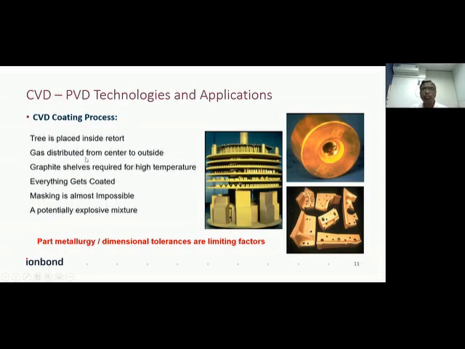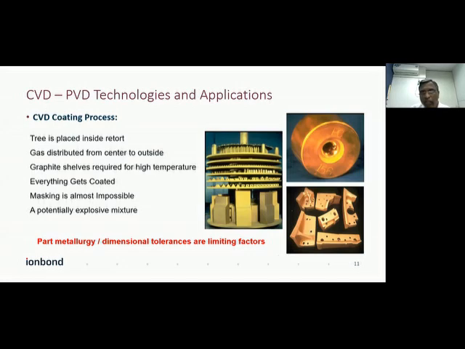Then the gas distribution. For example, if we want to do a titanium nitride coating, then titanium tetrachloride, TiCl4, is used as the chemical source for the titanium, and with the help of hydrogen and nitrogen, it is carried inside the retort. At the high temperature, those gases get cracked, and they form the titanium nitride coating on the substrates.